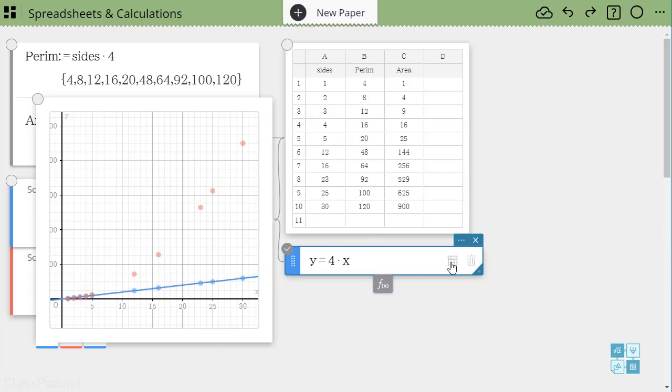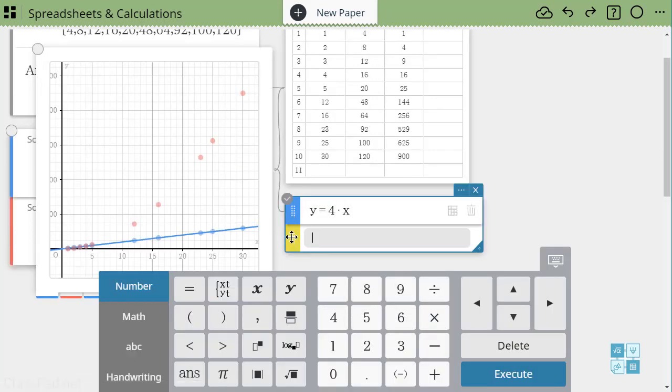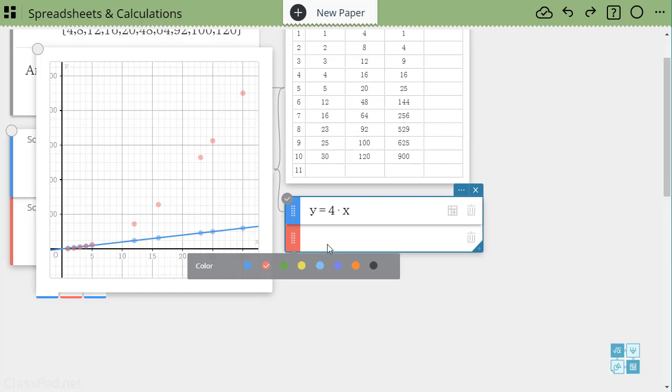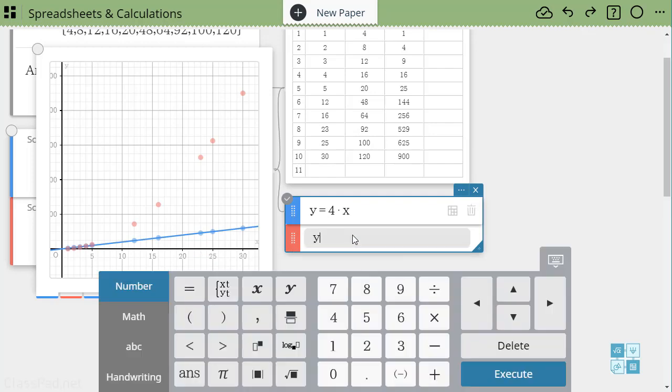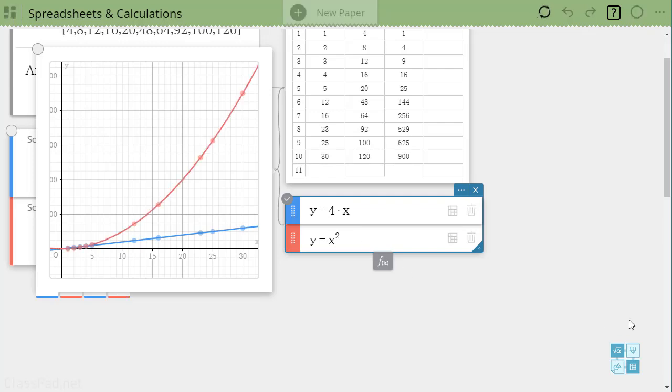And now we can make some analysis, those types of things. And then let's add a second function here. Let's make it red so it matches. And now let's do y equals, in this case, x squared, right? So this should match as well.